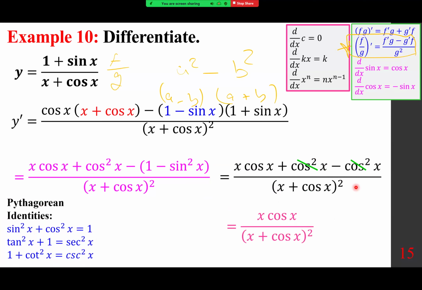x cosine x remains in the numerator, and the denominator is x plus cosine x quantity squared. We don't have to make any changes. We keep it intact, and we are done.